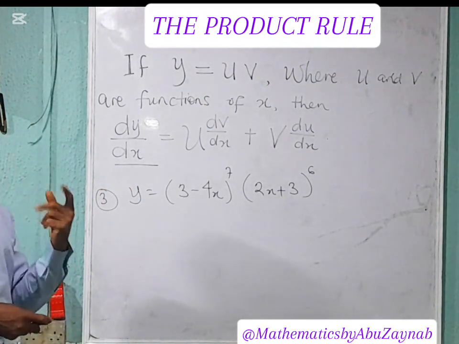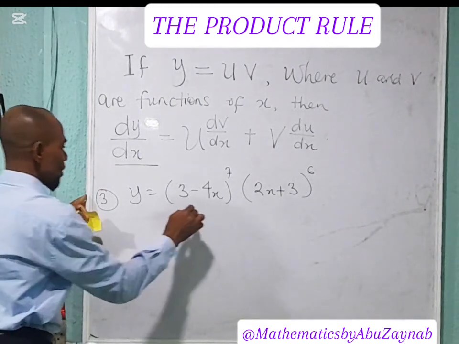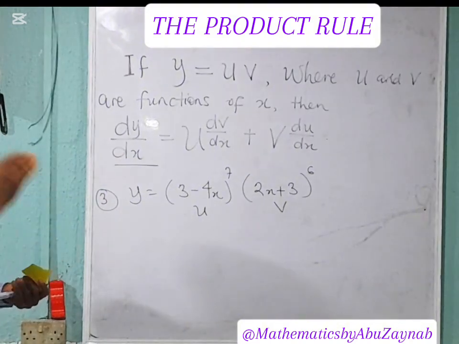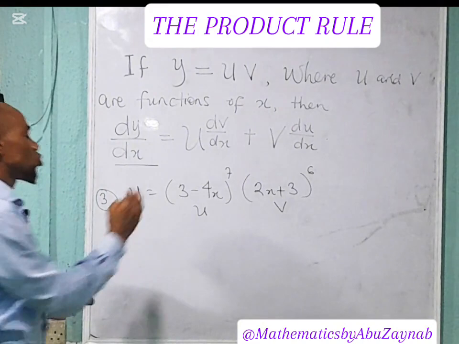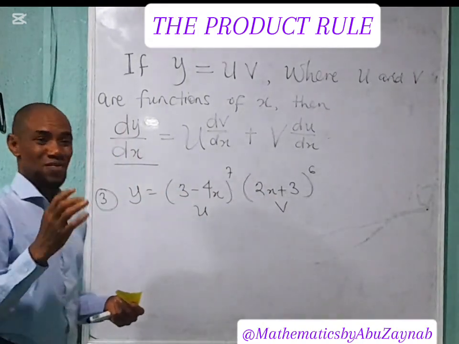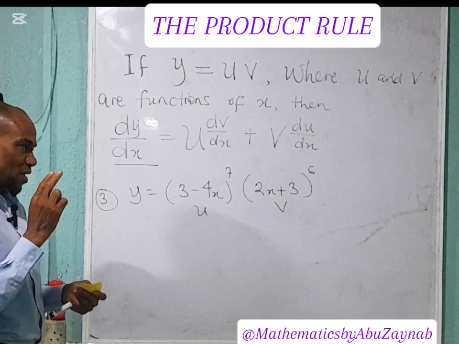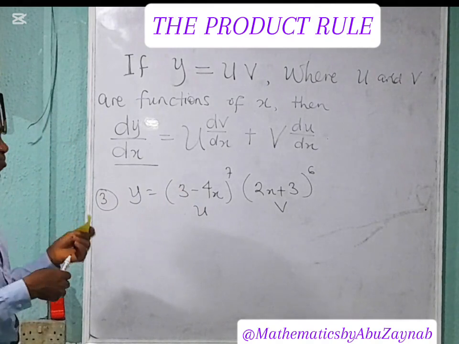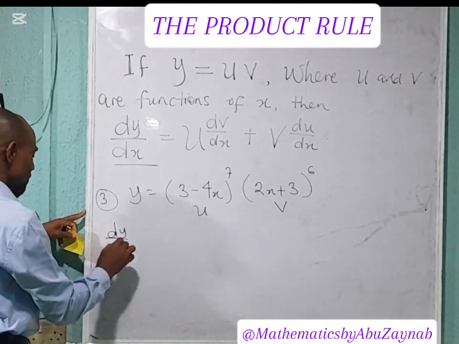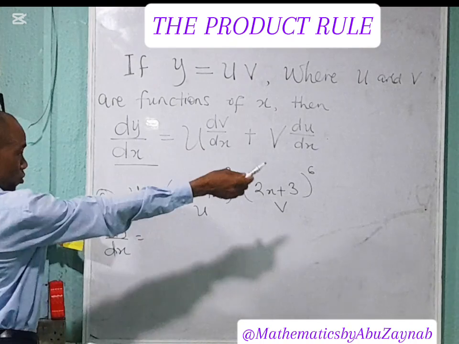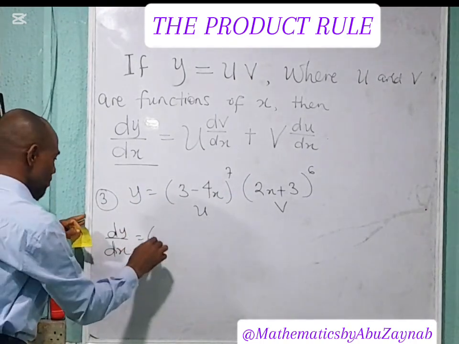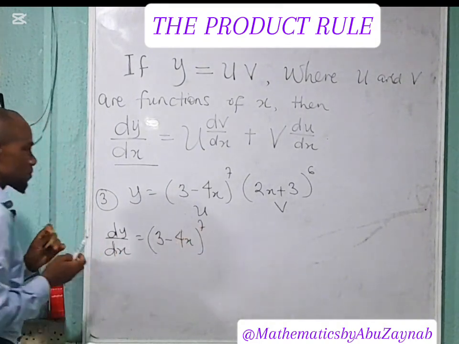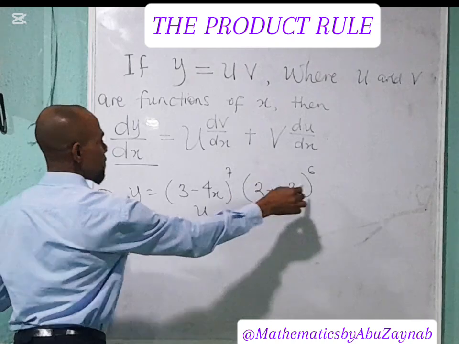Okay, so this is my u. Here's my v. So the entire 3 minus 4x to the power of 7 is u on one hand, and 2x plus 3 to the power of 6 is v on the other hand. Bear in mind that we have a function of function problem here, matched with product rule. Okay, so dy dx, the rule does not change, being the product, is u. Please pay attention here. 3 minus 4x to the power of 7. That is my u. Differentiating v.